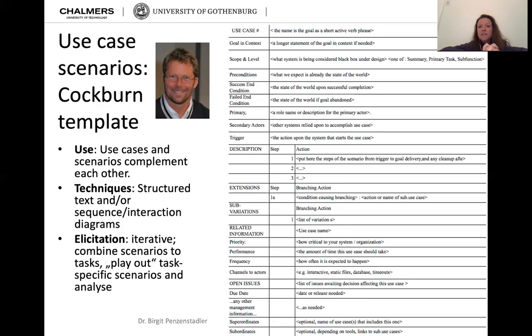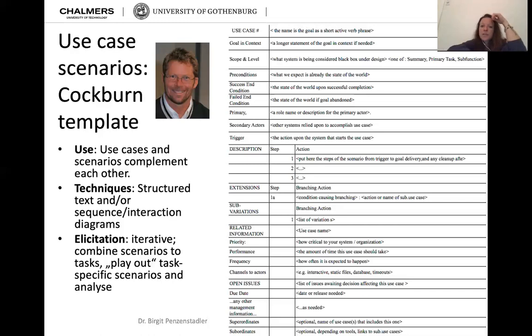A success end condition. So what does the world look like upon successful completion? For example, purchase completed, notification sent. A failed end condition. The state of the world if the goal got abandoned. That sounds very grave. But the failed end condition would be something like process aborted or an error message. Those would be failed end conditions.